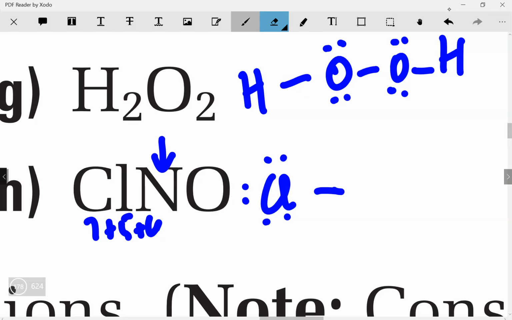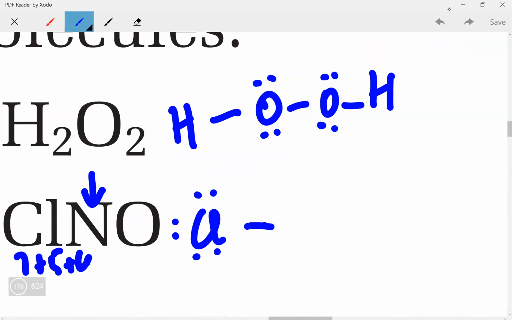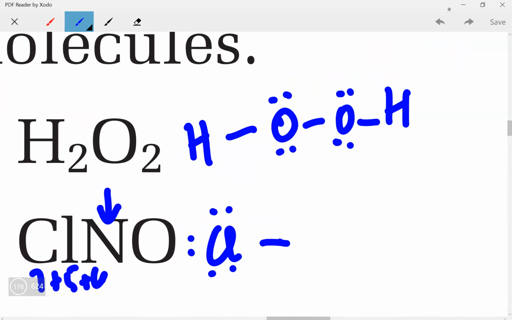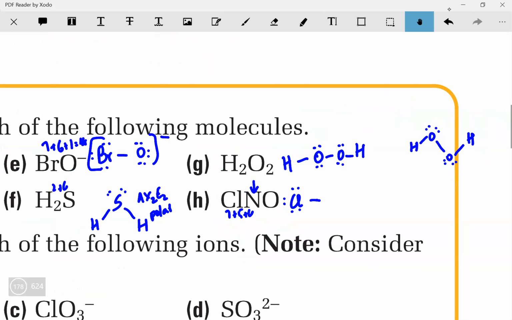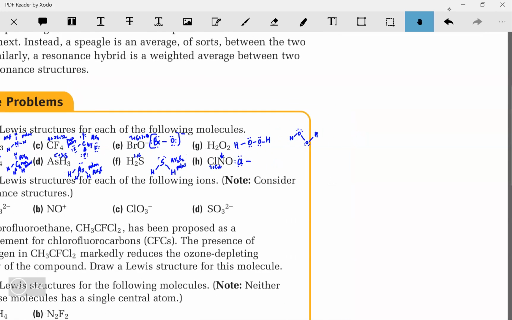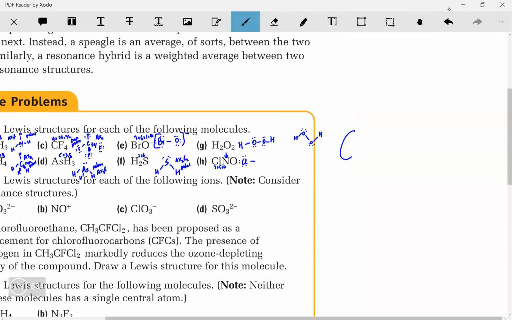I can't use my eraser if I zoom in this much. So I'm going to zoom back out because this is the last question realistically. And draw it nice and big over here. ClNO. This is what I started off with, but my nitrogen does not have 8.